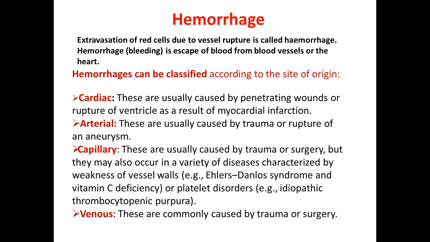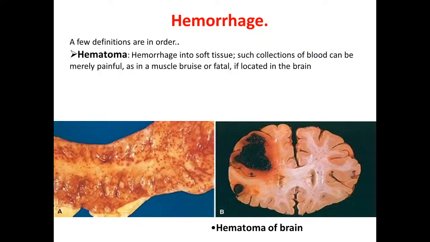Capillary: these are usually caused by trauma or surgery, but they may also occur in a variety of diseases characterized by weakness of vessel walls, such as Ehlers-Danlos syndrome and vitamin C deficiency, or platelet disorders such as idiopathic thrombocytopenic purpura. And venous hemorrhages are commonly caused by trauma or surgery.